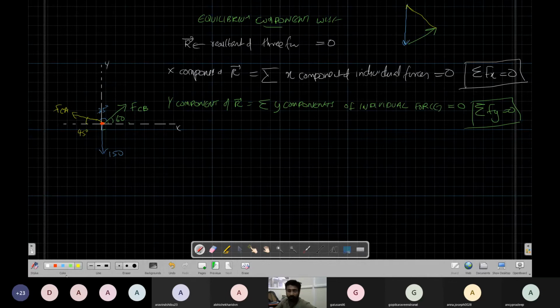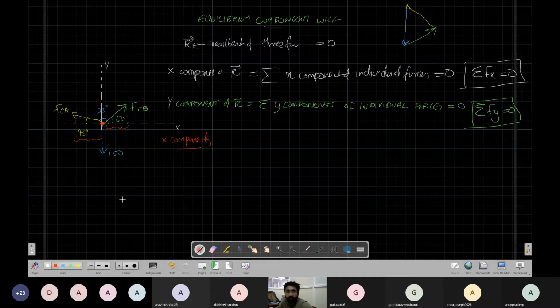Okay, now what are the x components? The x components are involved. The x component is basically this value. So this is the x component of this force, and this will be the x component of this force.